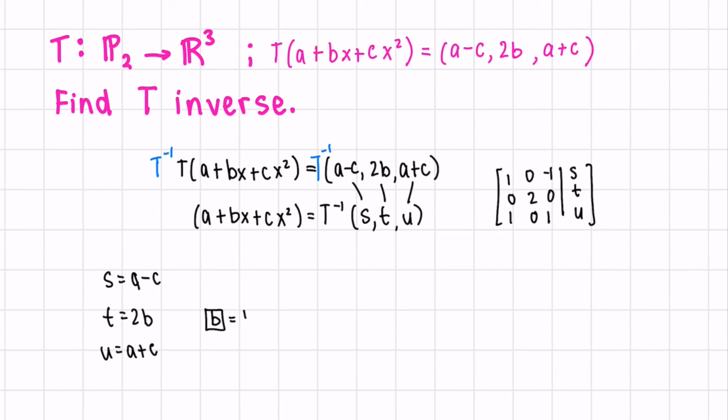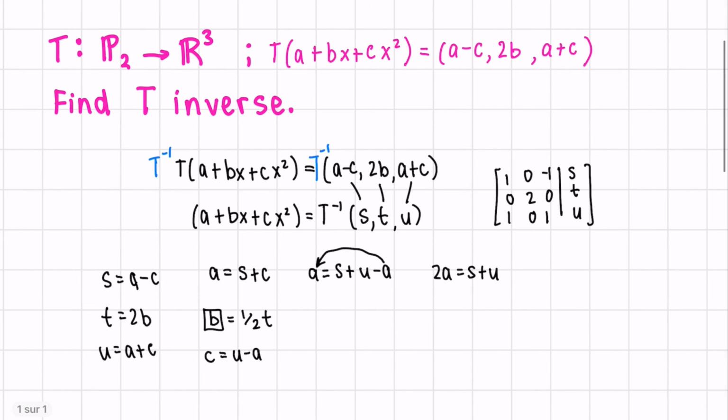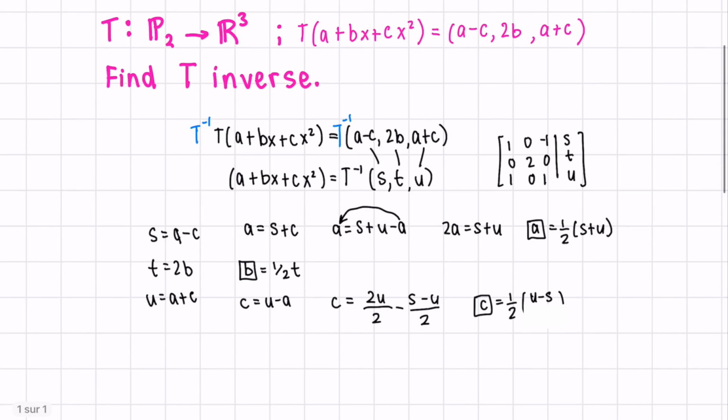b is 1/2 t. We're looking for a, b, and c, expressed in terms of s, t, u. a equals s plus c. Well, let's find what c is. c is u minus a. Now we can plug that into our first equation. Now let's move the a to the opposite side. And to find a, of course, divide by 2. Now we can plug this back in to solve for c. 2u over 2 minus (s minus u) over 2. Now that we've found a, b, and c, we can sub those back in.